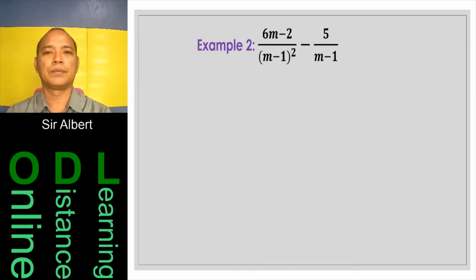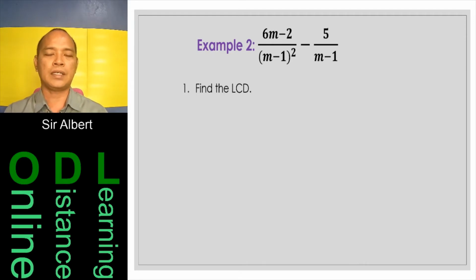Example number 2. In this example, we see that our denominators are different. So we're going to subtract this using the concepts of dissimilar rational expressions. To do that, the first step is to find the LCD.